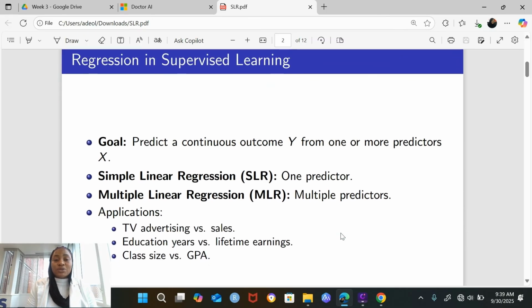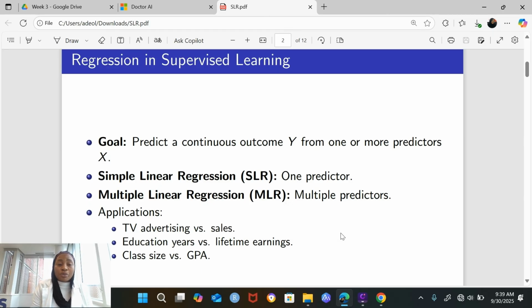In our previous class, we introduced you to machine learning, and then we broke it down into different types, where we talked about supervised learning. And then we did talk about having two categories of that. We said we have the regression and then we have the classification. So today we're going to be talking about regression in supervised learning.